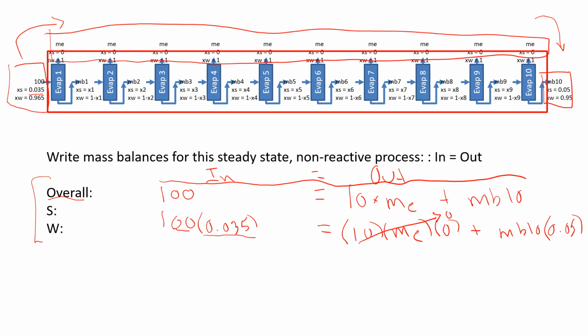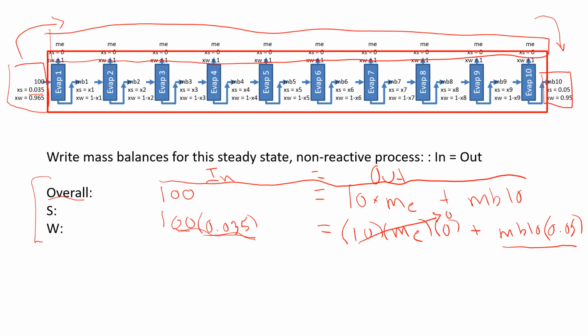Turns out, if we look at the salt balance over here on the left, what comes in, we can calculate. And what comes out is just this one term, which has one unknown in it, which we can solve for. So this is the equation we'll probably solve first for one of the unknowns.